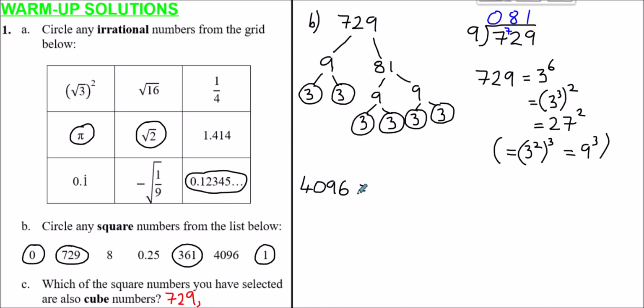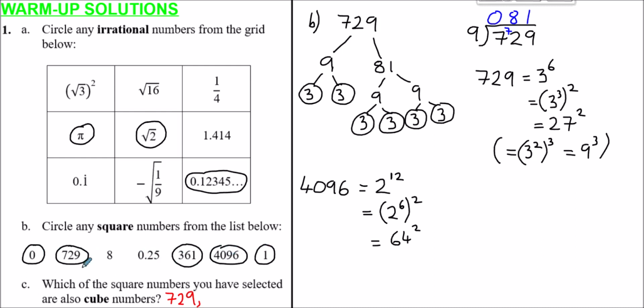what you would actually find is that 4096 is actually 2 to the power 12. So 4096 is 2 to the power 6 squared. 2 to the power 6 is 64. So the square root of 4096 is 64. And so 4096 is a square number. These are all the square numbers, in this list at least: 0, 729, 361, 4096 and 1.